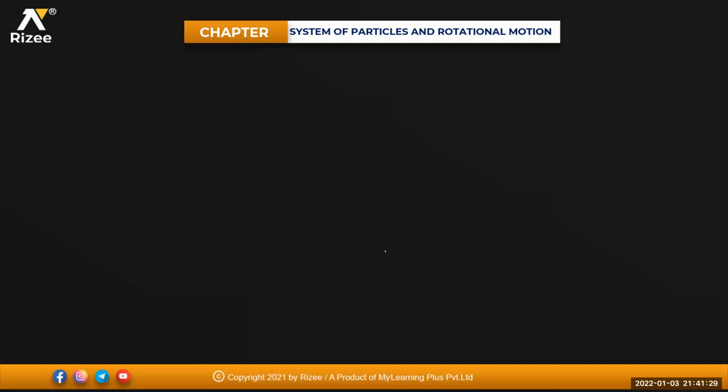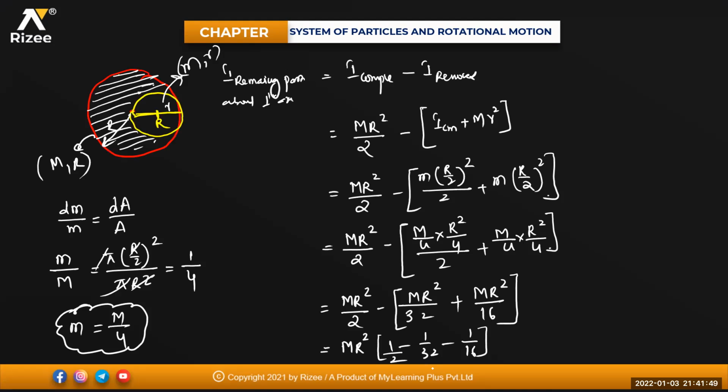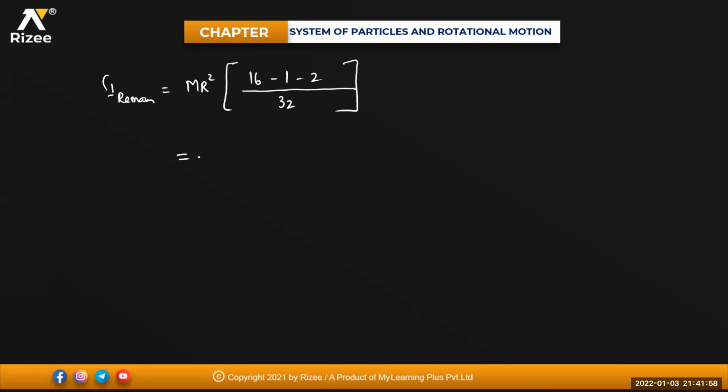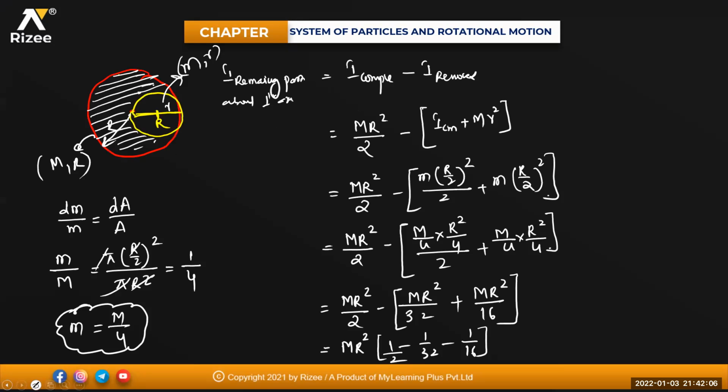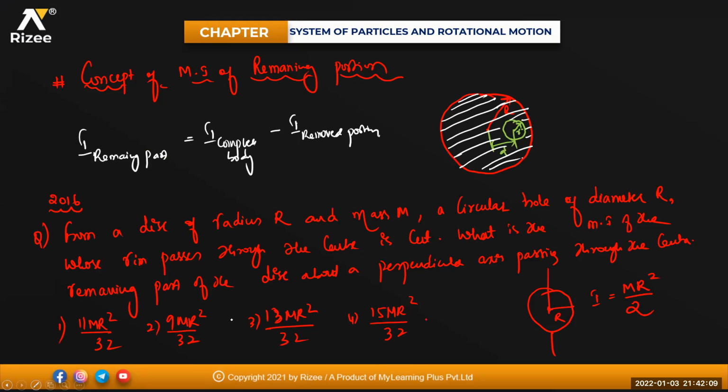So the moment of inertia of the remaining part will be equal to mr square, taking the common LCM, which is 32. So this will be 16 minus 1 minus 2. See the LCM, 32. So it is 16 over 32, then 1 over 32, and this is again 2. So how much will it become? 16 minus 1 minus 2, 13. So it is 13 mr square divided by 32. So which option is matching there? Option number 3. The third option.